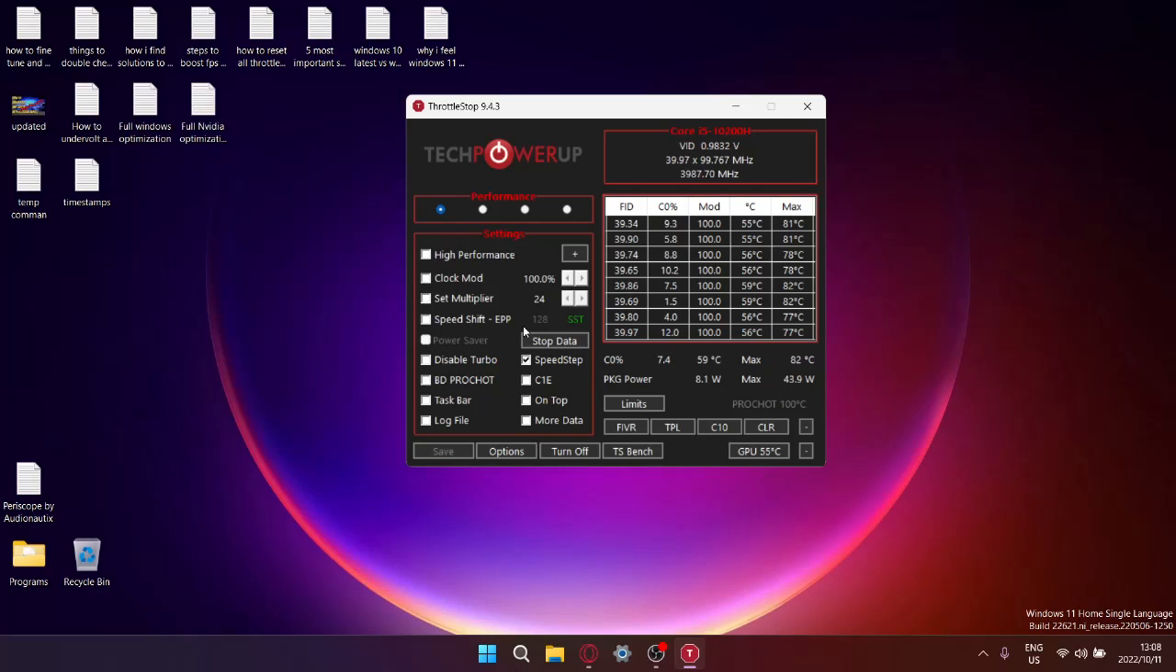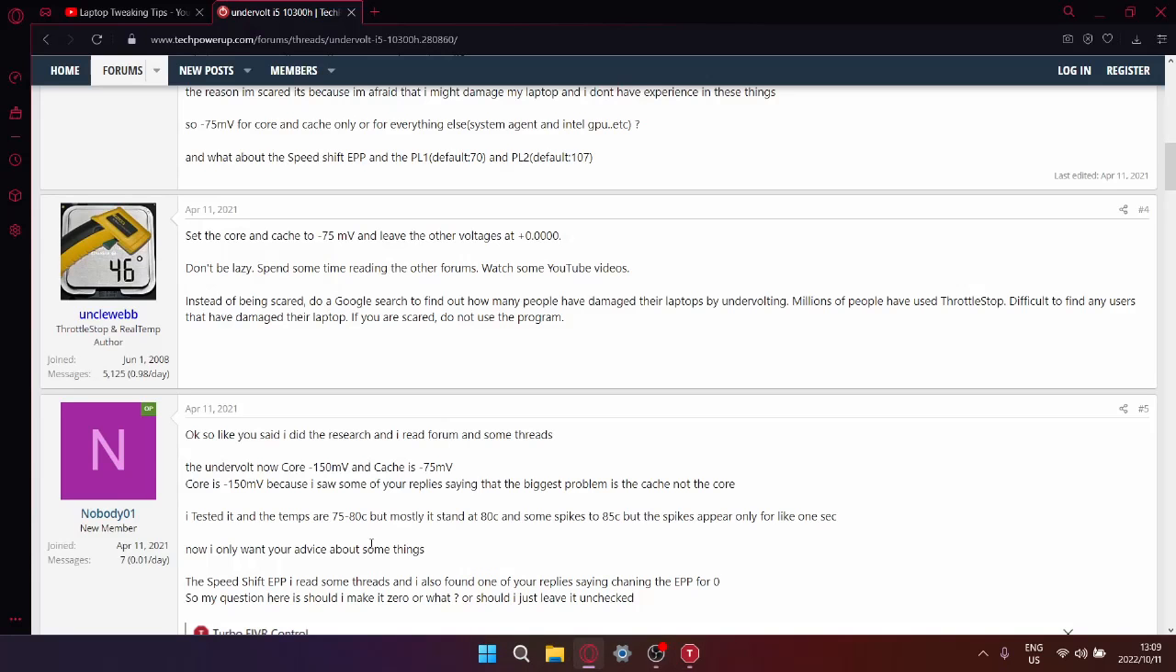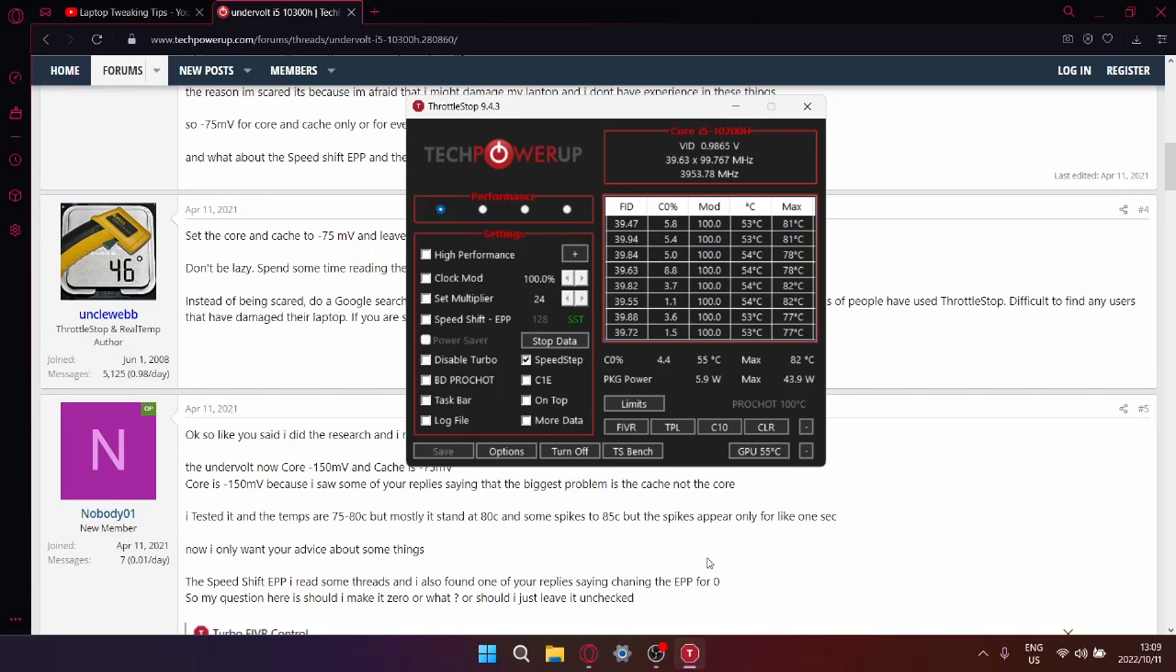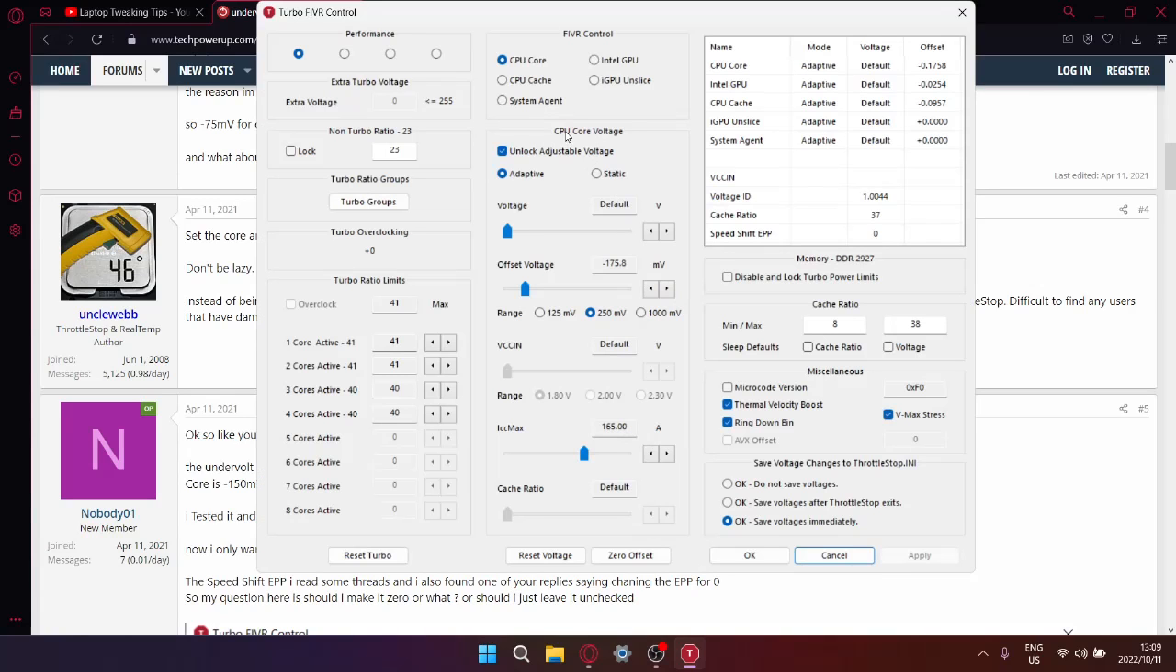So just to show you again, in that forum, somebody said that they got their core down to minus 150 millivolts and they set the cache to minus 75 millivolts. By doing testing, running through TS Bench and then pushing a little bit further, and then testing via TS Bench again until I got a crash, what I found was I could set my cache to minus 95 millivolts and I could set my core all the way down to minus 175 millivolts. And that was optimal, where when I run TS Bench, it finished as quick as possible and the temperatures were running as low as possible as well.